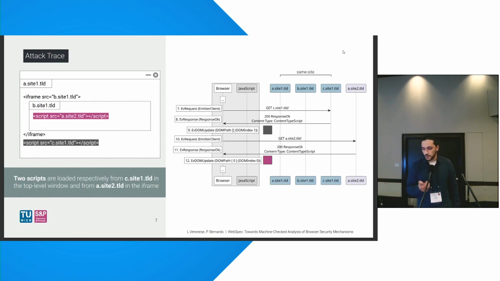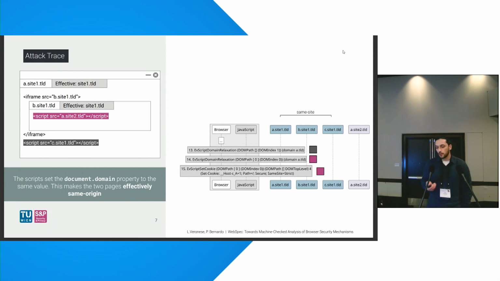Next up, two scripts are loaded, respectively from c.site1.tld for the top-level window and from a.site2.tld in the iframe. These scripts then perform domain relaxation by setting the document.domain property to the same value, in this case site1.tld, which makes these two pages effectively same origin. Note that this is only possible since these two pages are also the same site.